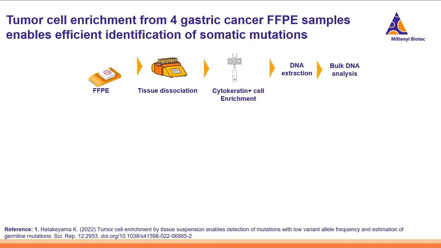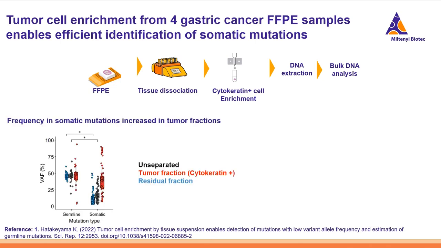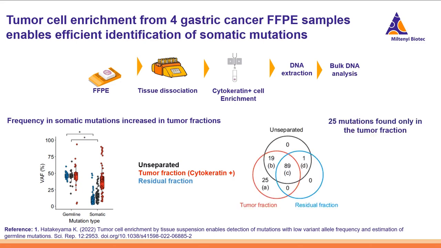So here we can see results from a recent study that show how the frequency of somatic mutations increases if we study the separated tumor fractions only, with respect to the unseparated sample reported in black. And this result is also quantified by this Venn diagram, where we can see that the tumor fraction has 25 mutations only found in this kind of sample. So again, this is also compatible with single cell RNA sequencing, which is very, very popular nowadays.